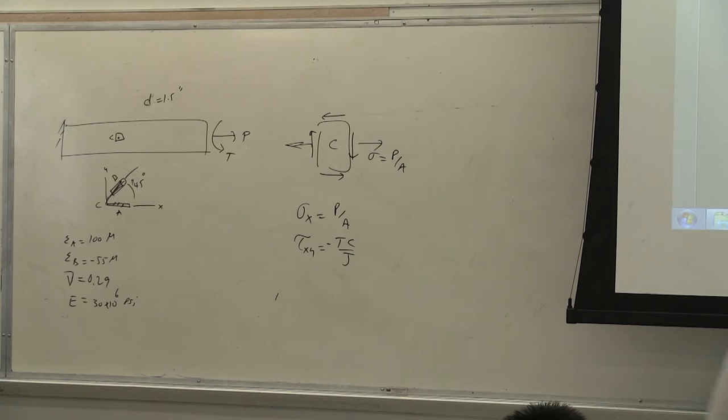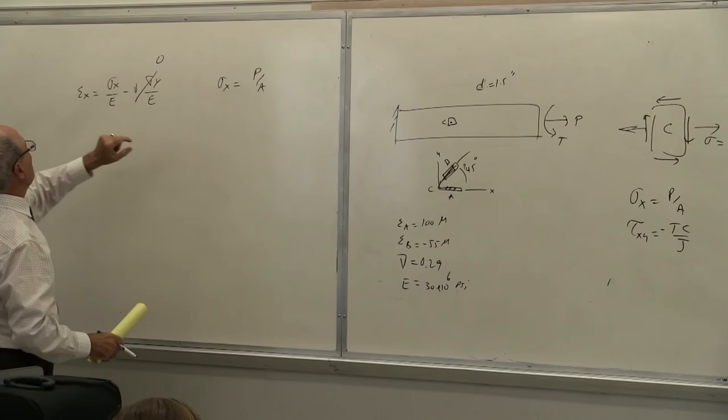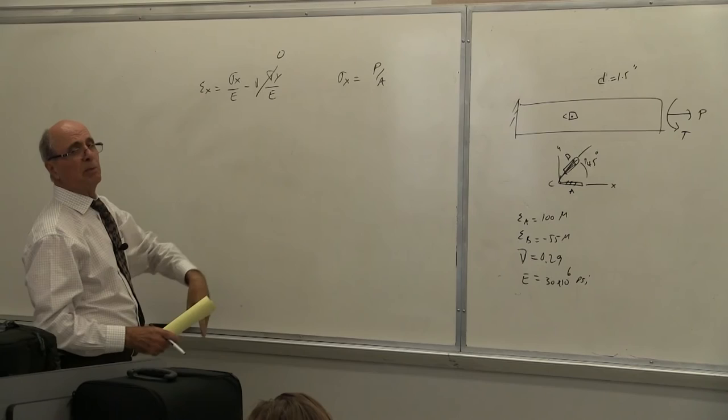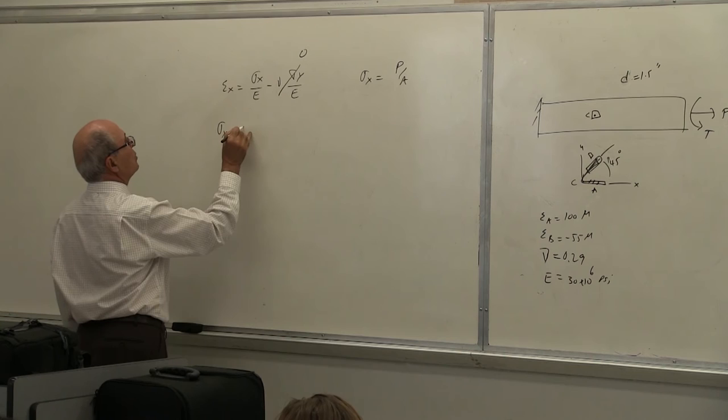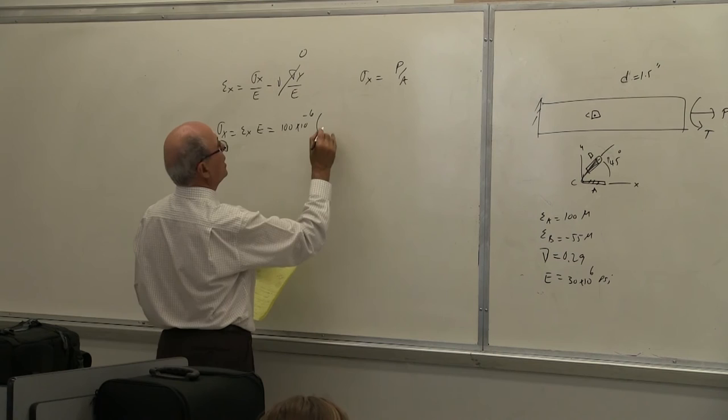Nevertheless, we go there. So now, sigma x also equals, in this problem, only P over A. I'm looking for P, so if I have sigma, I can solve it. But sigma equals E times epsilon, because there is no sigma y, there is no sigma z. Is that correct or not? Therefore, sigma x equals epsilon x times modulus of elasticity. Epsilon x was given equal to 100 times 10 to the power of minus 6 multiplied by 30 times 10 to the power of 6 psi.